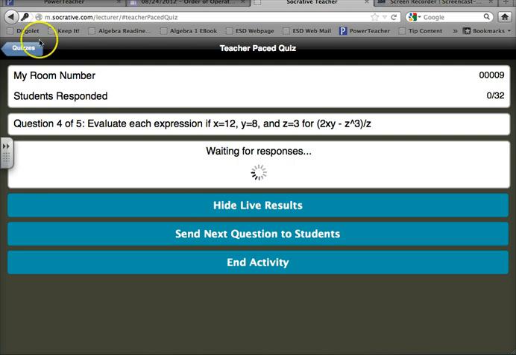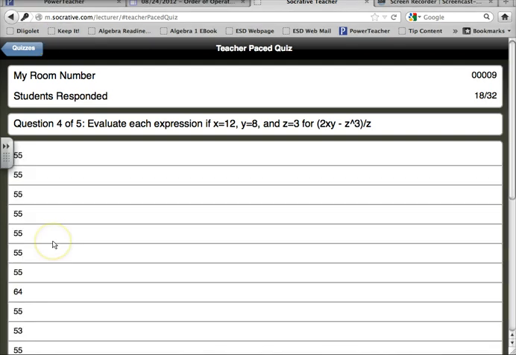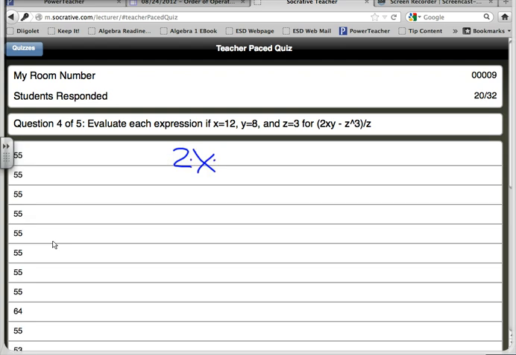So let's see what you have. Let's take a look at this particular problem. Here's the problem. You've got 2 times x times y. Notice I did not say 2xy. We just talked about that yesterday. 2 is doing something to x, and x is doing something to y. So together, as a term, they're multiplying. 2 times x times y minus z to the 3rd power, everything divided by z. So that's the problem.